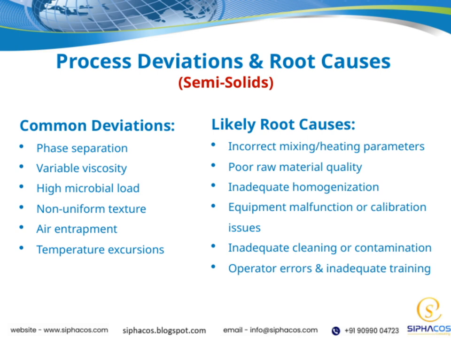Variable viscosity indicates inconsistent formulation or processing conditions. A high microbial load suggests cleaning or sanitation issues. Non-uniform texture is often tied back to poor homogenization or mixing. Air entrapment can happen if aeration isn't controlled, affecting the product's appearance and quality. And temperature excursions are usually linked to equipment calibration or process control failures. Overall, understanding these root causes helps us better control the process, minimize deviations, and ensure we deliver consistent, high-quality semi-solid products.